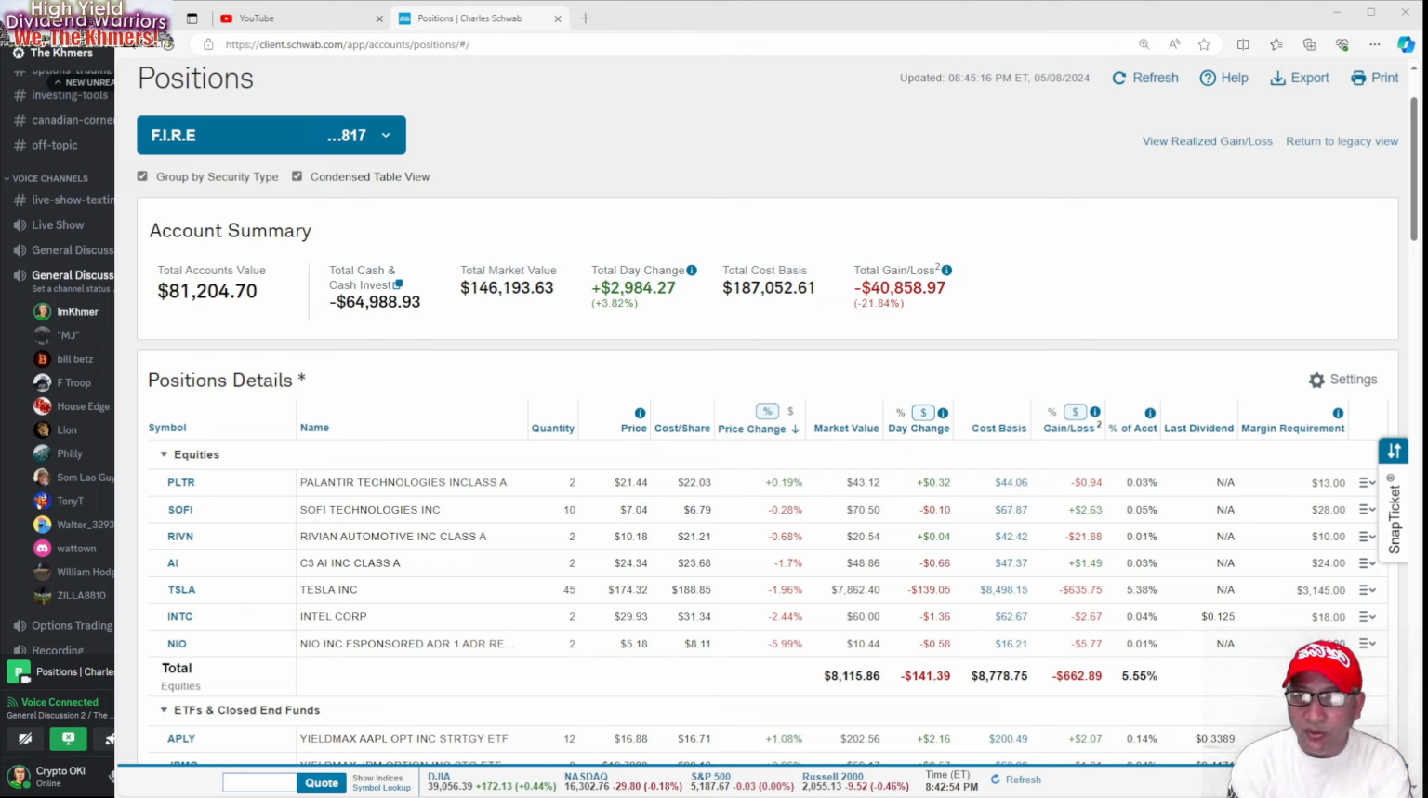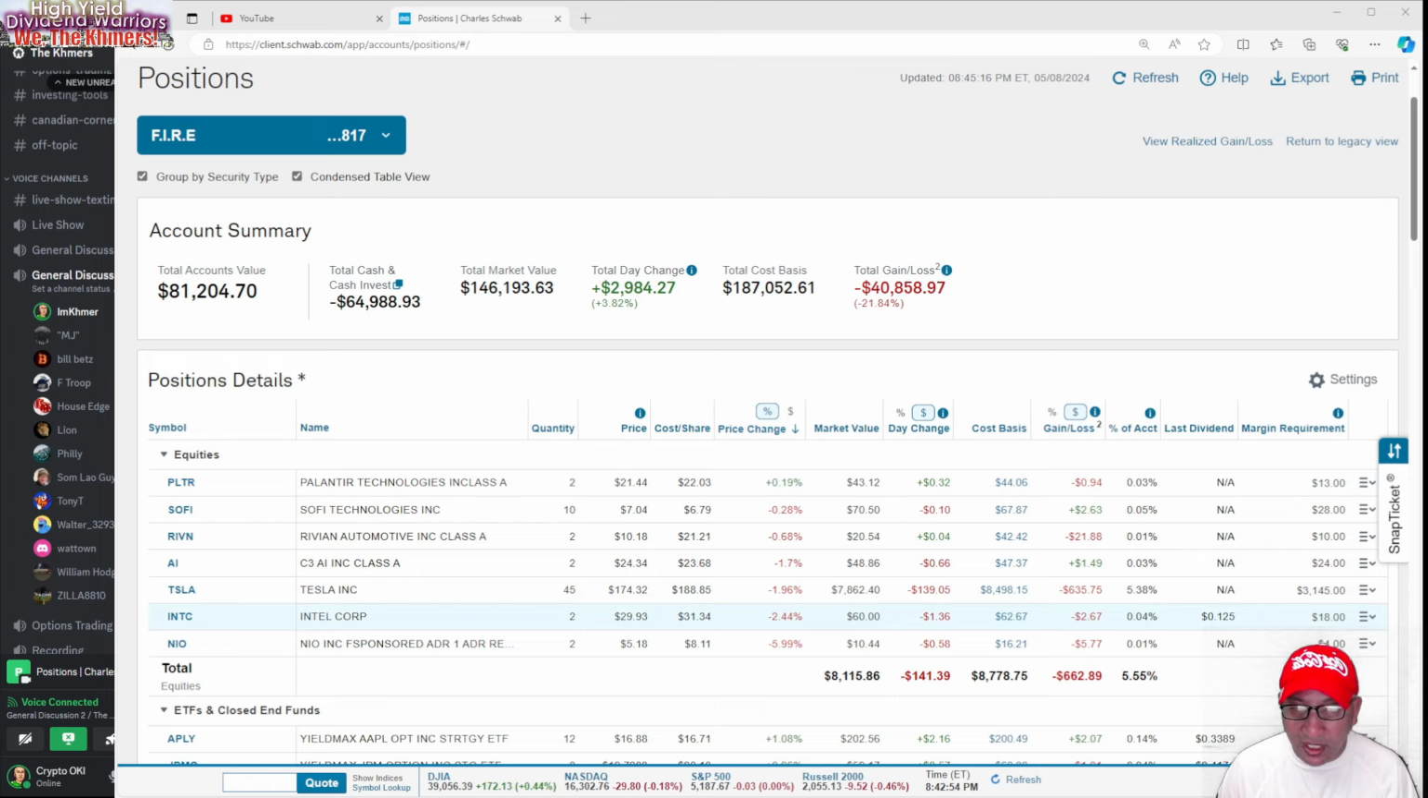Okay, so we're looking at my portfolio here. My portfolio went up $2,984, or 3.82%. Now, that is not up because the market is up. That is up because I get paid essentially by TSLA and by the rest of the yield map for second week. Because if you look at Tesla, Tesla's down.